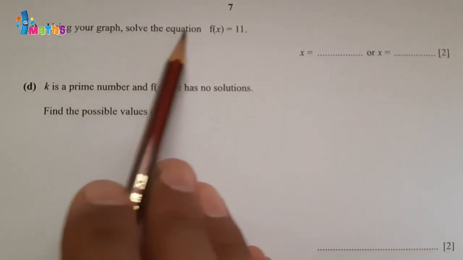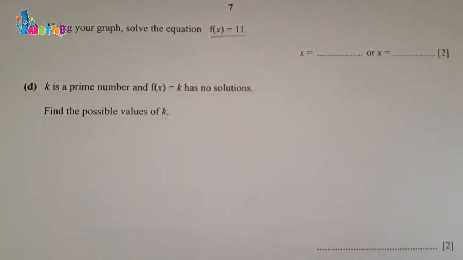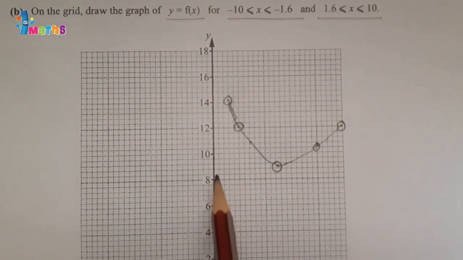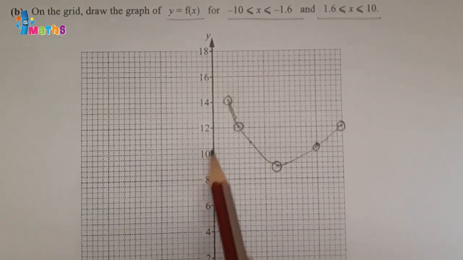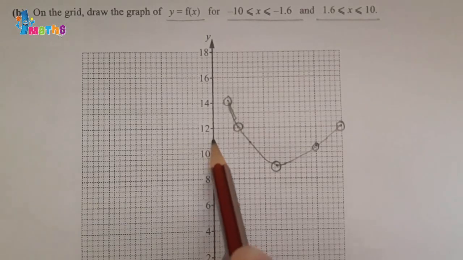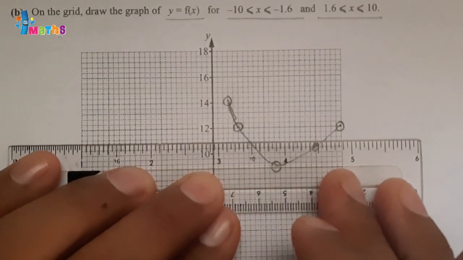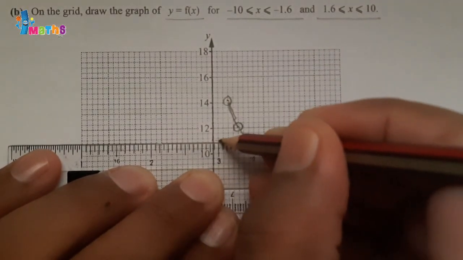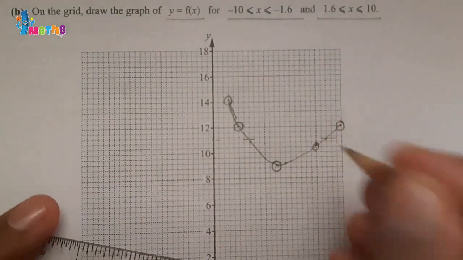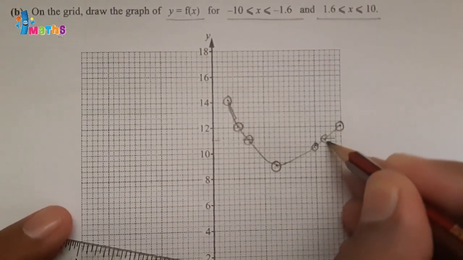C part. Using your graph, solve the equation f of x is equal to 11. So we'll check the graph which we have already plotted, and y is equal to 11, f of x is y. So 11 will be in between 10 and 12. So we will draw a line and check the point of intersection between these two. Our points of intersection will be this one and this one. We can show points of intersection.